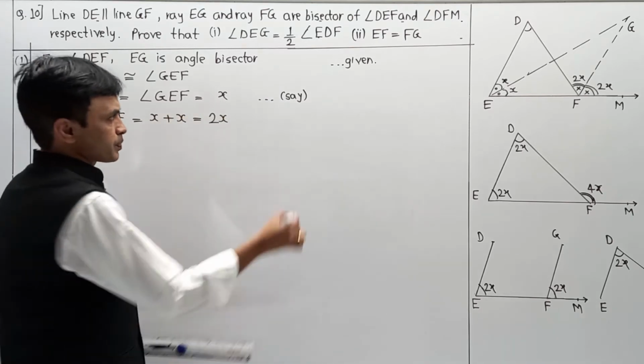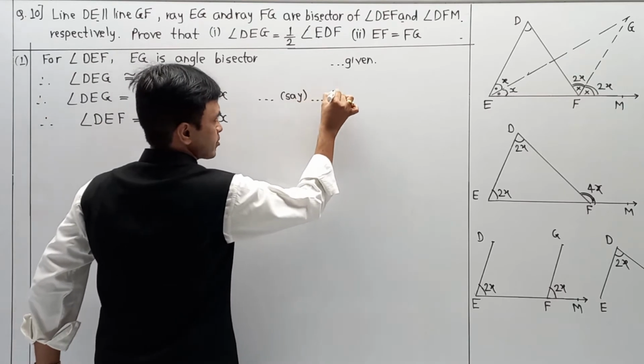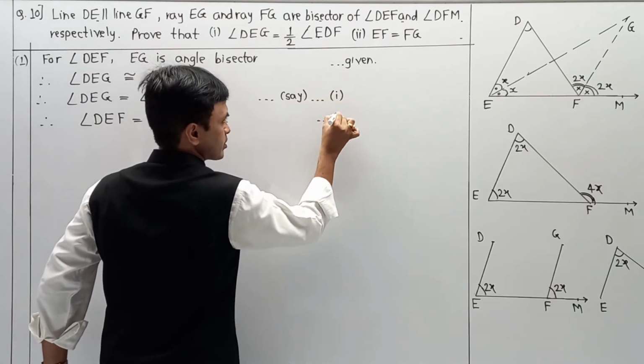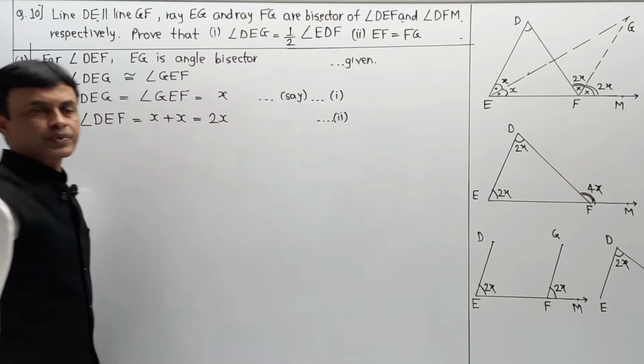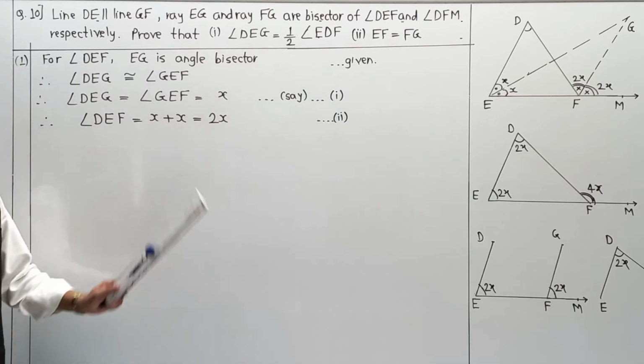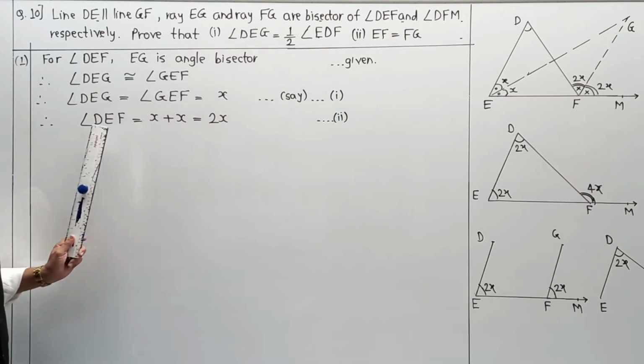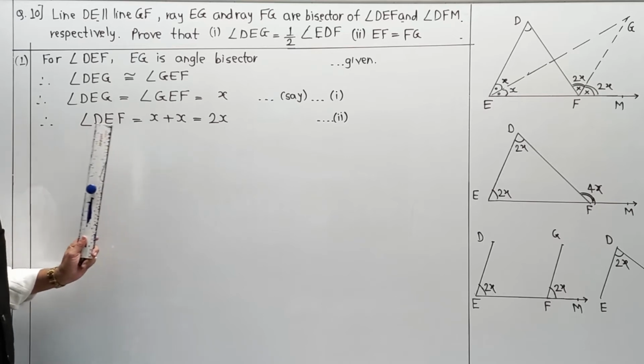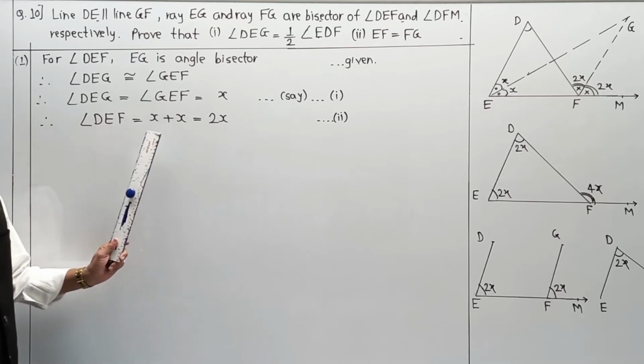I want to give this equation as equation number 1 and this equation as equation number 2. It is nothing but by the angle addition property. This is the first part for angle DEF.